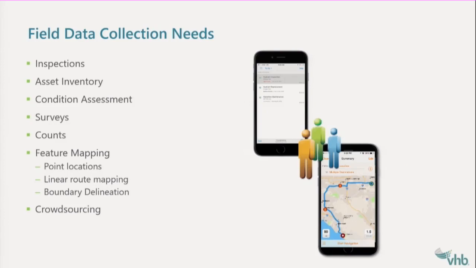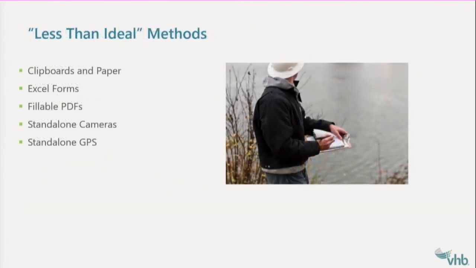So crowdsourcing information is becoming very popular. And the old ways of doing that were less than ideal: having your people go out in the field with clipboards and papers, complicated Excel documents, fillable PDFs. They'd go out there, write everything on paper, come back to the office, and have to re-enter all of that over and over again. If you needed to collect imagery, the cameras were separate.